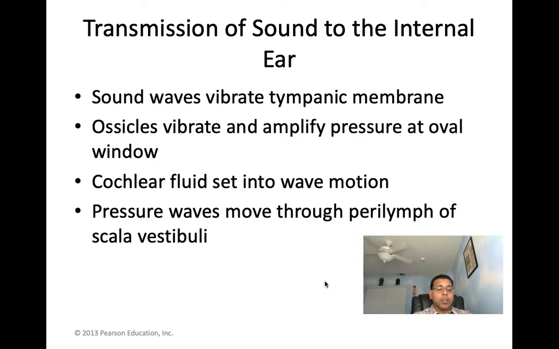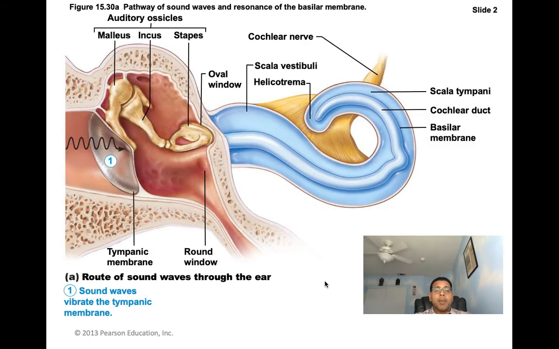Next, then, let's check out the transmission of sound to the internal ear. So here we'll start off. We can see in order to hear, sound waves must be propagated through the air, through our membranes, through our bones, and our fluids to stimulate receptor cells in the spiral organ.